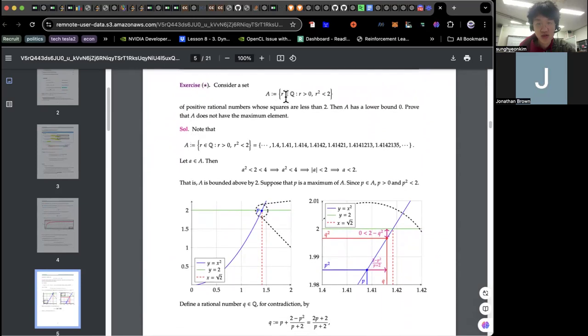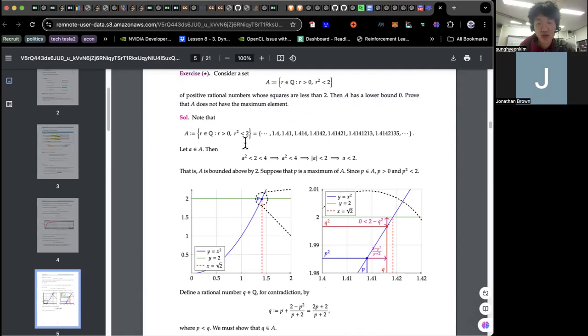In this case, consider a set A, a subset of the real numbers, of positive rational numbers r, where r is bigger than 0 and r squared is smaller than 2. Then A has lower bound 0. Prove that A does not have a maximum element. Then we can also do it.